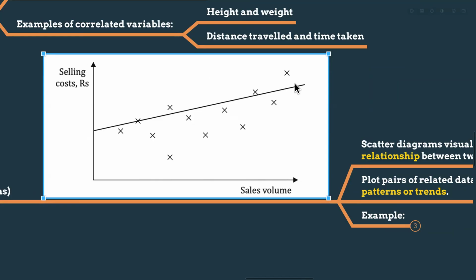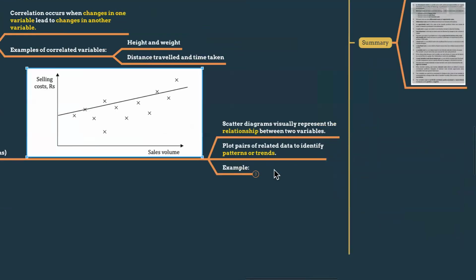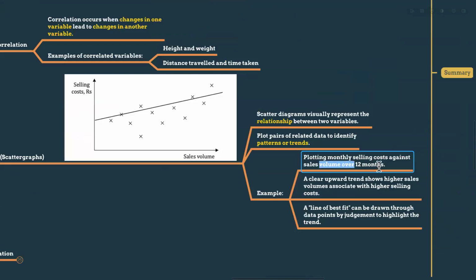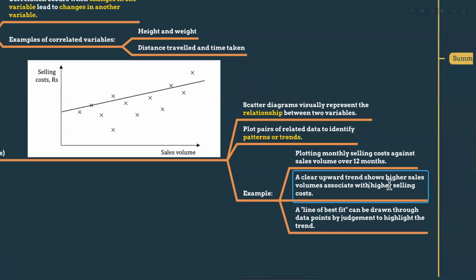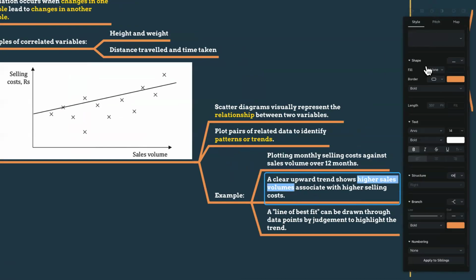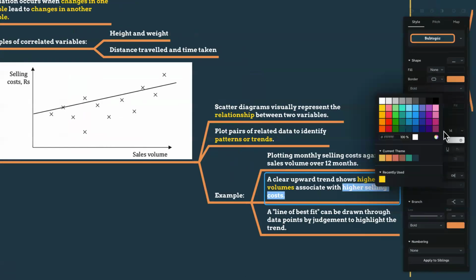That's an increasing, positive relationship trend line, right? So the example is, if you plot monthly selling cost against the sales volume over a 12 months period, you can have a positive correlation. A clear upward trend shows higher sales volume associated with higher selling cost. So in your analysis, you can assume if you are selling in higher volumes, definitely there will be higher selling cost also. That's usual.